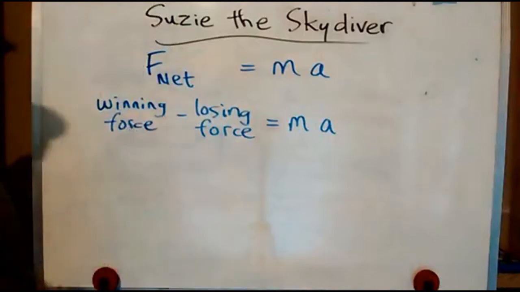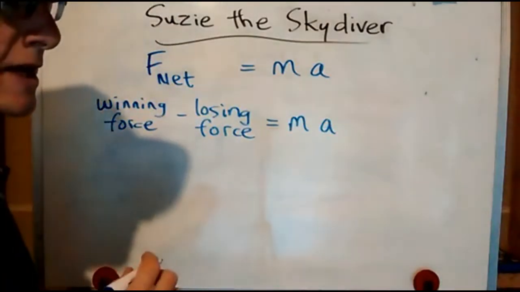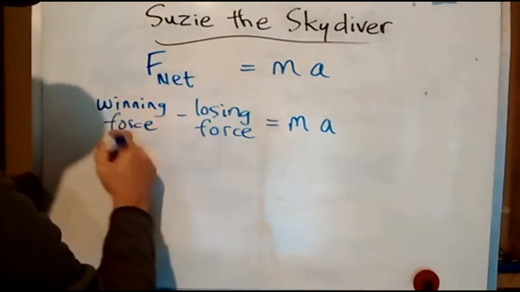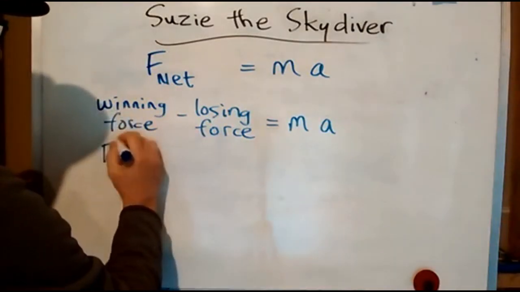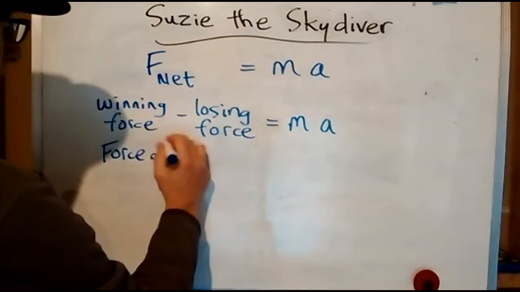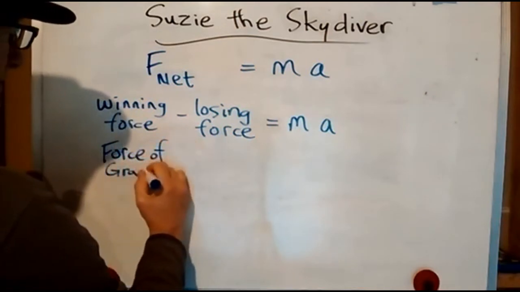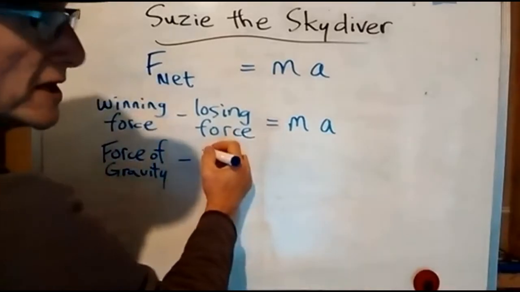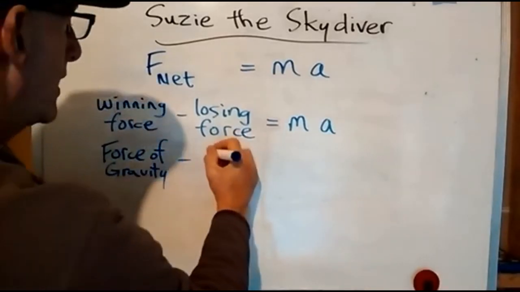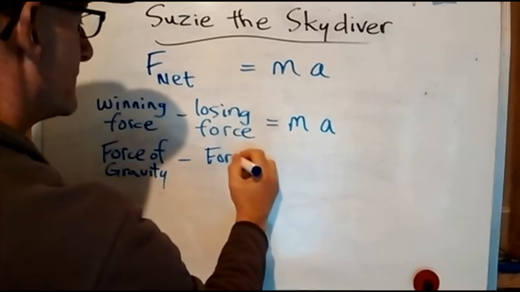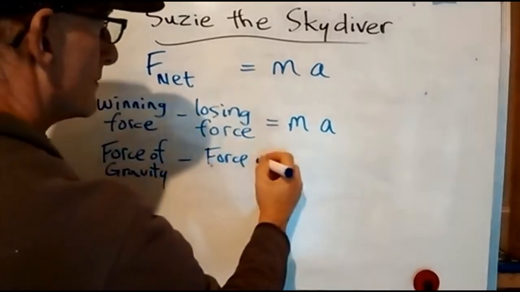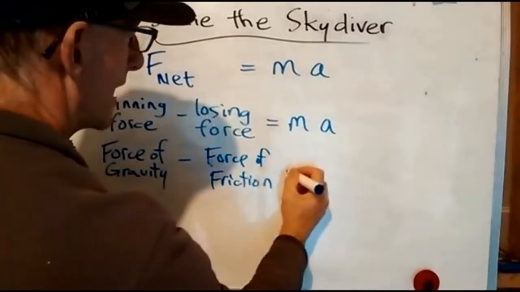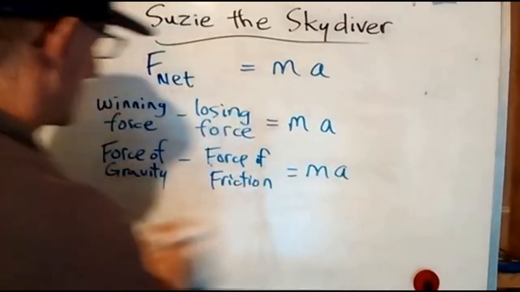The winning force in this case is her force of gravity. He calls it mg. It's the same thing as her weight. So the winning force here is her weight, or the force of gravity. The losing force is the force of friction. He calls it air resistance, or R, so force of friction. And that equals m times a.